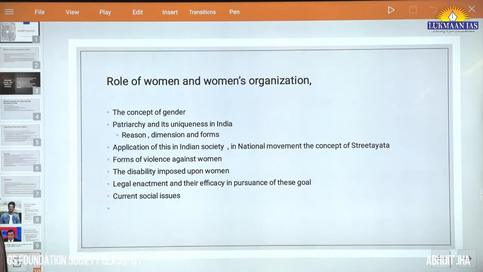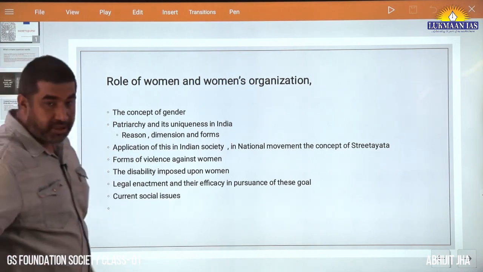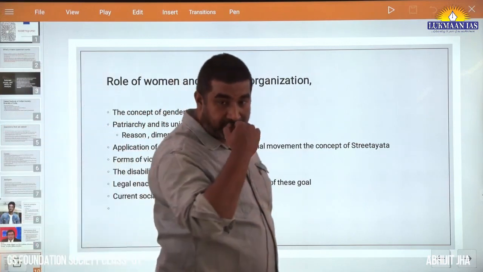Now, role of women, and probably even in this topic: role of women and women's organizations, the concept of gender, patriarchy and its uniqueness to India, region, dimensions in form, application of this in Indian society, in the national movement, the concept of striyata, forms of violence against women, the disabilities imposed upon women, legal enactments and their efficacy in pursuance of this goal, current social issues. Striyata is very important in the case of India.